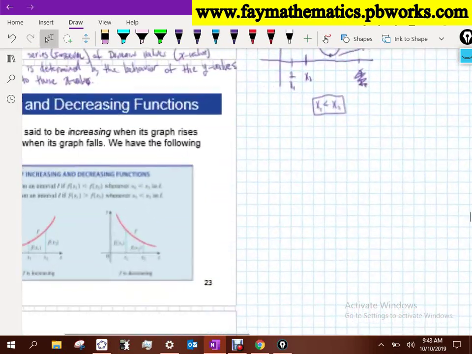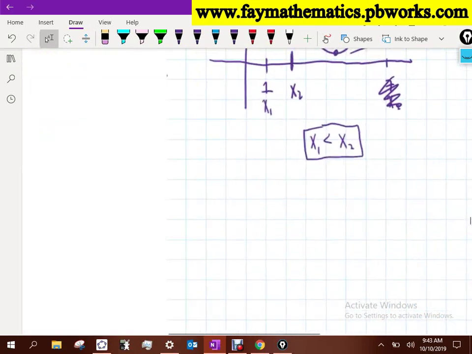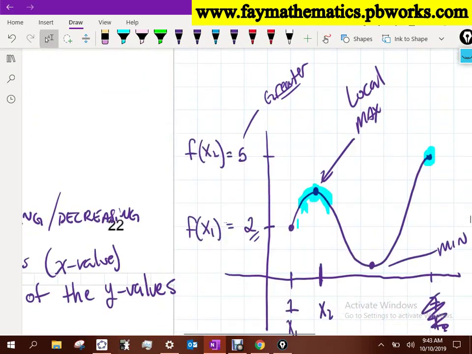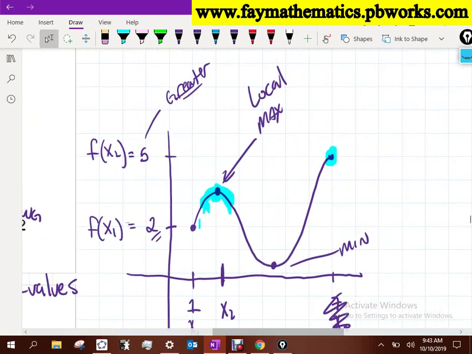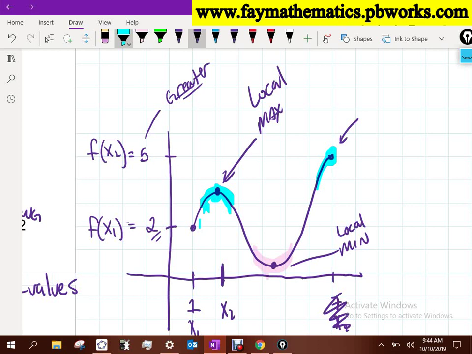All right, so that's called a local maximum. Now, would you agree that this is the smallest y value for the points that are around it? Okay, so I'm going to call that a local minimum. Would you agree that that also is a y value which is greater than any of the y values that are around it? Yeah. So we'll call that a local maximum.